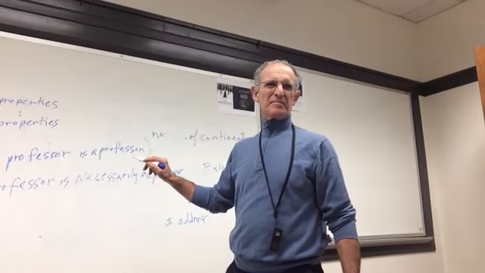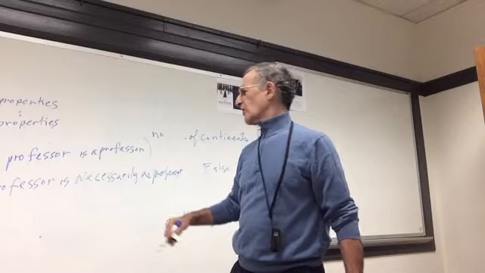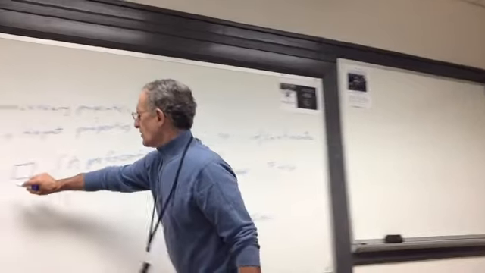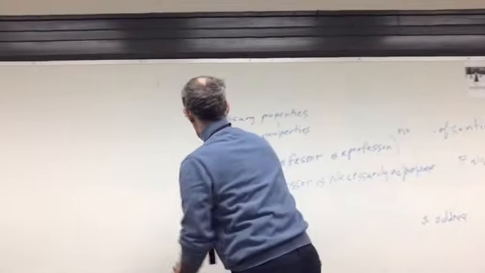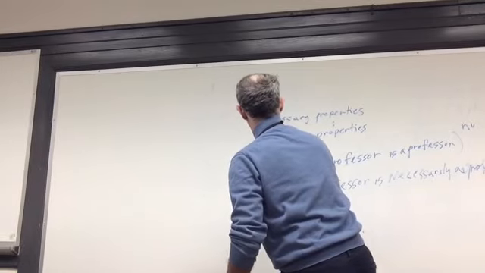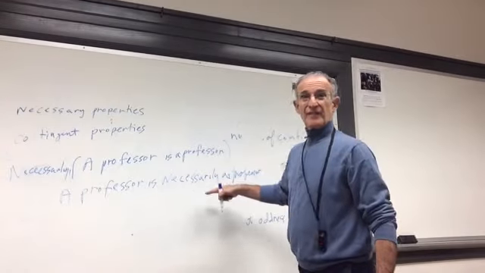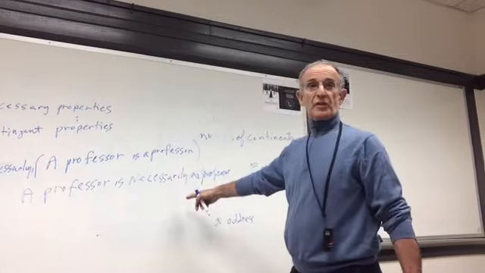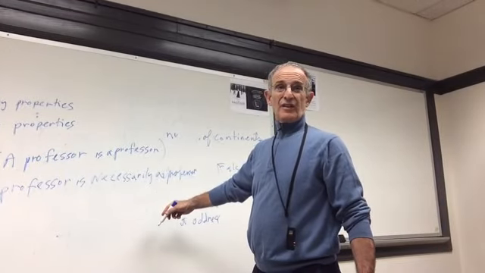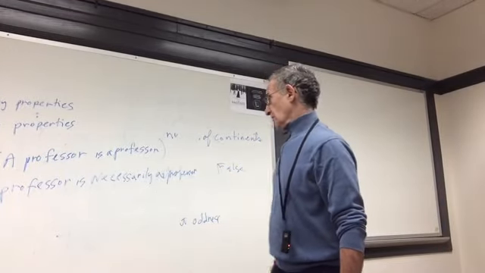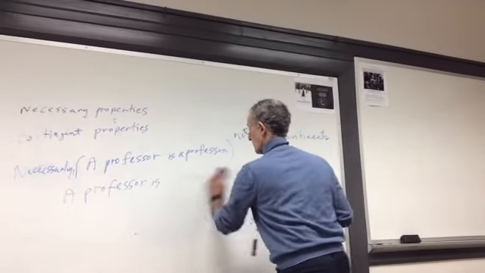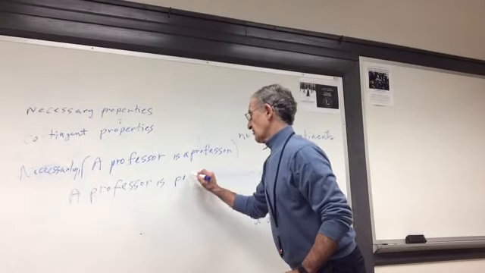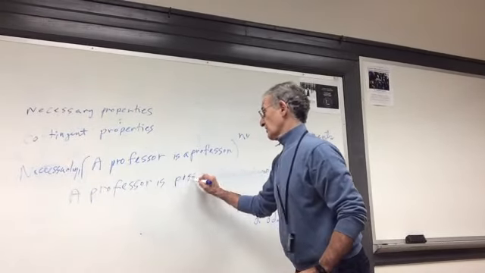Well, the first one seems like an identity statement. Yes, so it's necessarily true. But this one, you see, necessarily occurs in front here, but here it occurs in the middle. So you say a professor is such that he couldn't exist if he wasn't a professor. That's false. It's true that a professor is possibly not a professor. This is the true one.